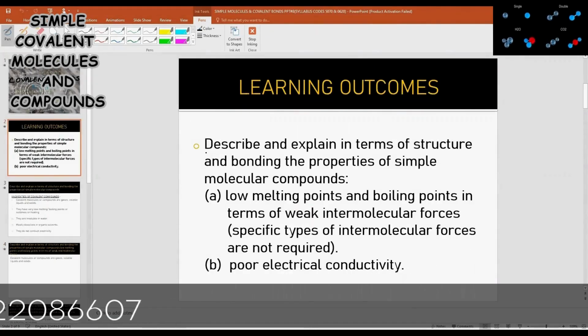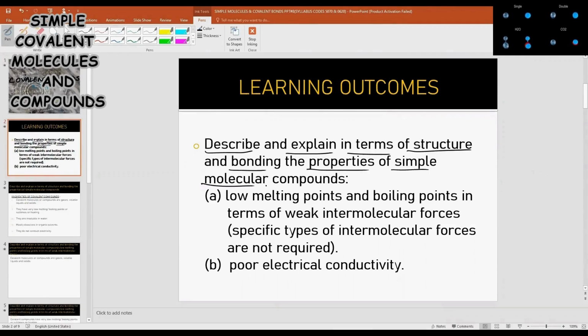Describe and explain in terms of structure and bonding the properties of simple molecular compounds: low melting points and boiling points in terms of weak intermolecular forces. Specific types of intermolecular forces are not required. Poor electrical conductivity.